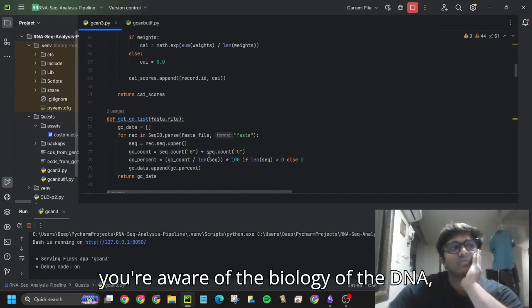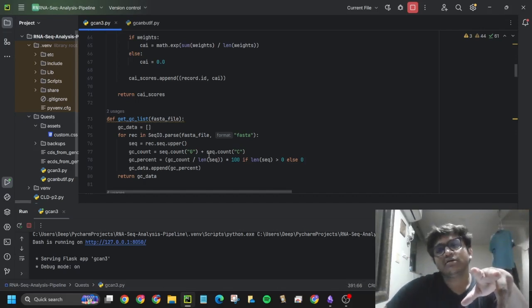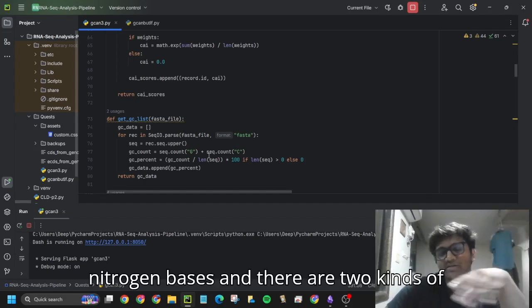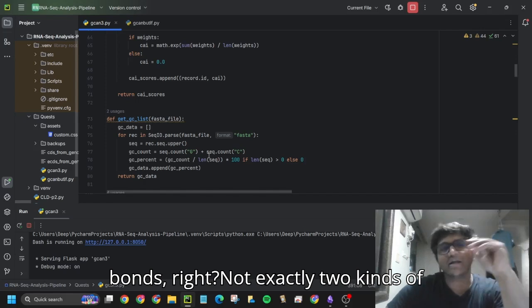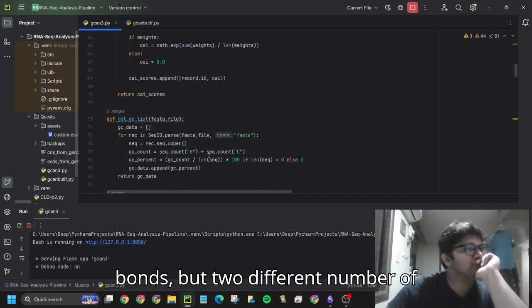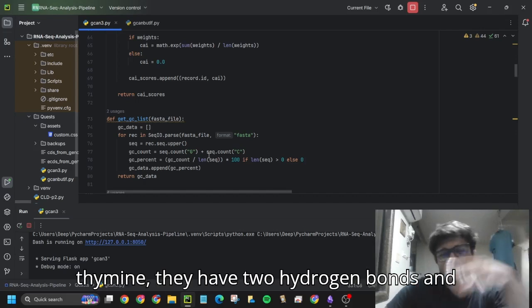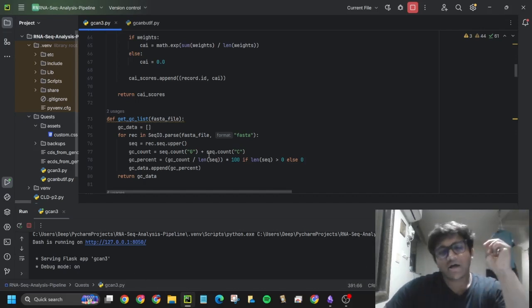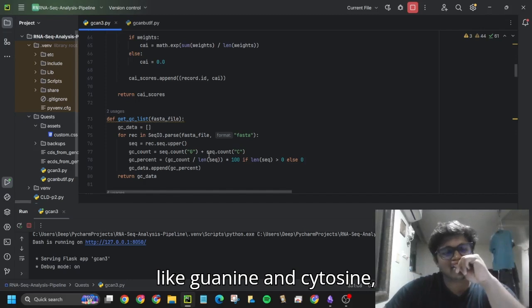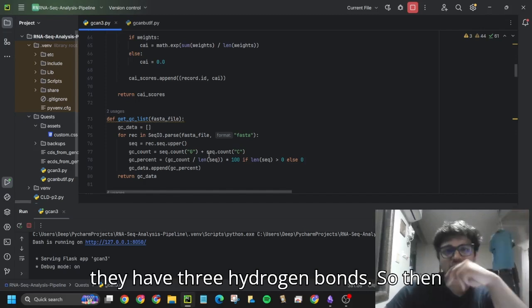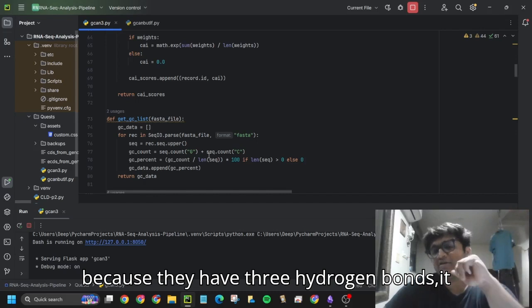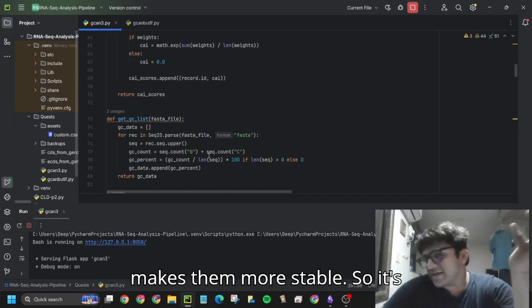If you're aware of the biology of DNA, there are four nitrogen bases and two different numbers of hydrogen bonds. There's adenine and thymine, which have two hydrogen bonds, and guanine and cytosine, which have three hydrogen bonds. Because they have three hydrogen bonds, it makes them more heat stable.